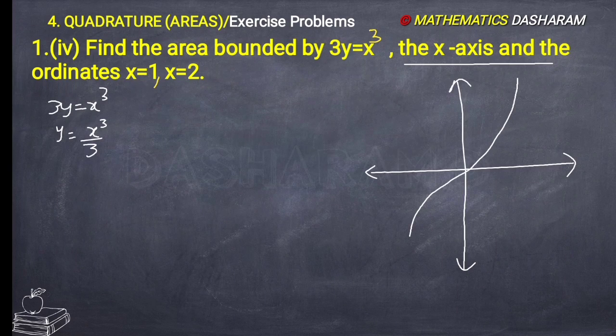Now the ordinates are x equals 1 and x equals 2. So here is the origin 0, this is 1, this is 2, this is 3, the x-axis, and this is the y-axis. From x equals 1 one straight line, next from x equals 2 here another straight line.